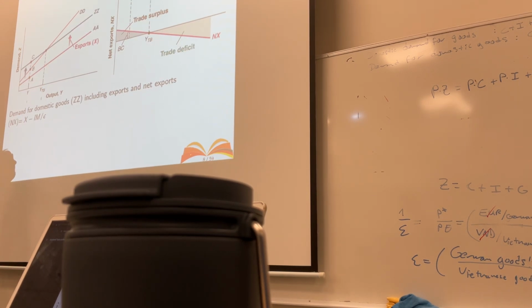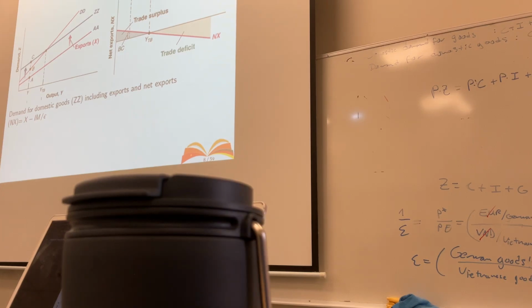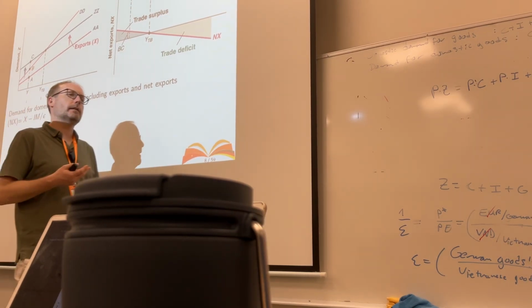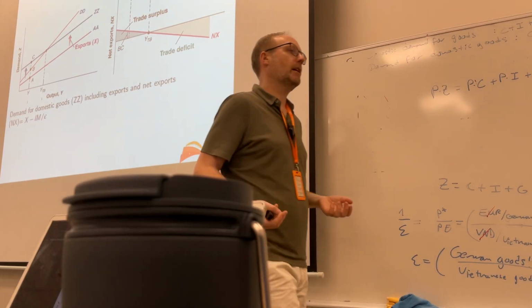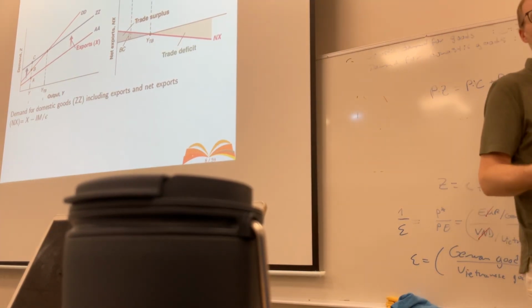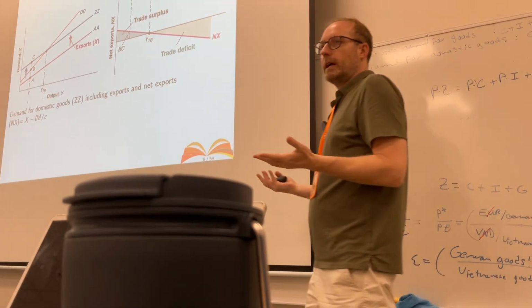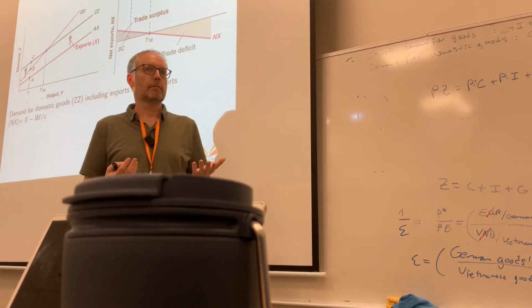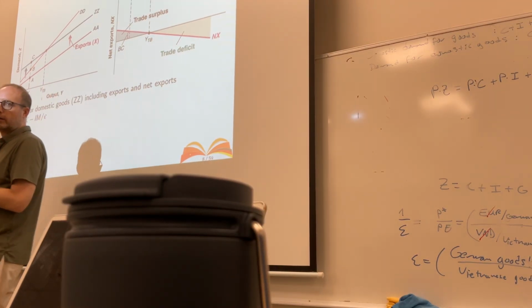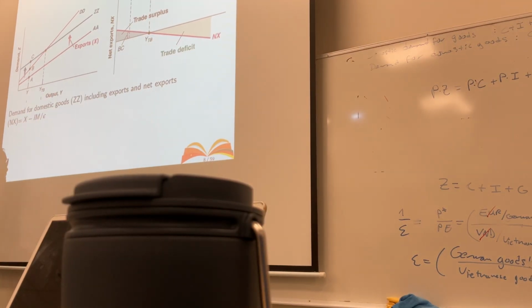Okay. Now, we're going to add in exports. Exports depend on foreign income. When income in Germany goes up, they demand more of our goods. When income in China goes up, they demand more of our goods. When our income goes up, this doesn't change China's demand for our goods or Germany's demand for our goods. So this is just a parallel shift up.